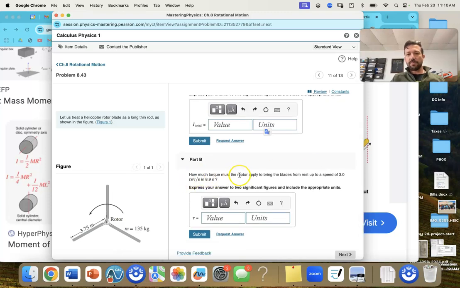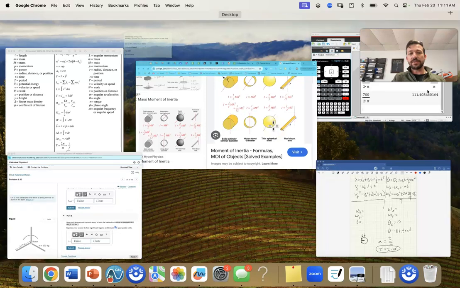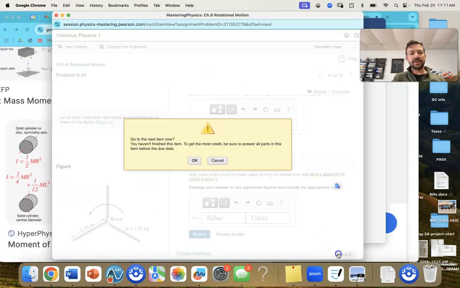How much torque must the motor apply to bring the blades from rest, so initial velocity of 0, to a speed of 3, so final velocity, time is that. So how much torque is needed? Now you have the moment of inertia, just like we did in the last one. Calculate the angular acceleration you're going to need using your old formulas, and then just do I times alpha, right? This is very similar to the last one.